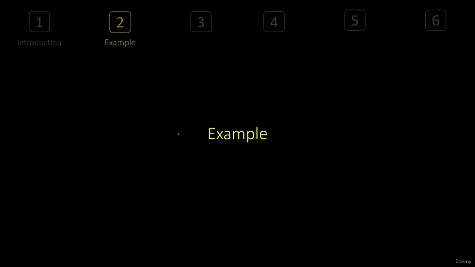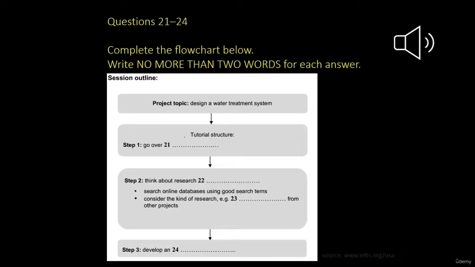All right. Now let's see an example to get a better idea of what I just described initially, or tried to describe. Now look at this. See this, there's something called the diagram or title of the flowchart, that is session outline. The first step itself talks about project topic. Then we have tutorial structure. You see there's a sequence being maintained, and this is what we call a flowchart. I'm going to play the audio, and your task is to find the answer number 21, 22, 23, and 24. All right, get ready. Good luck.